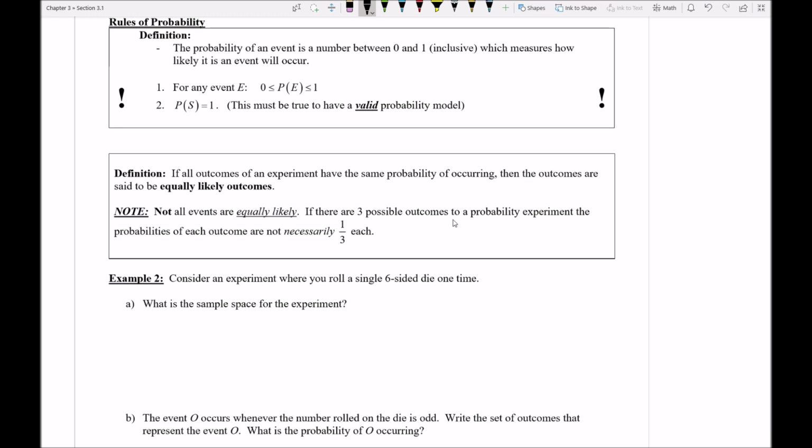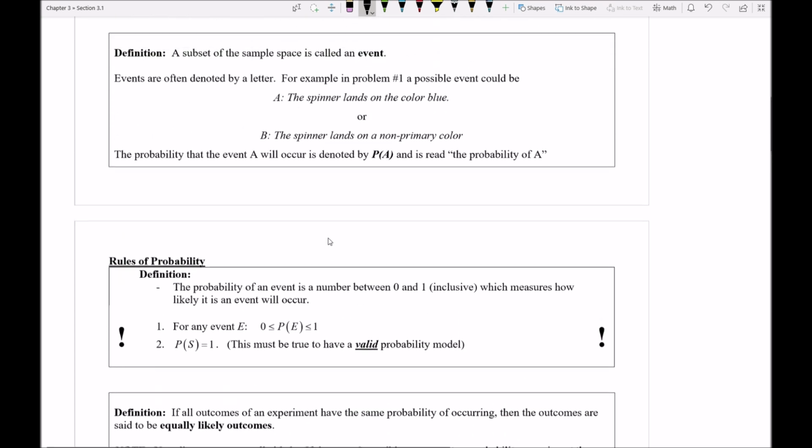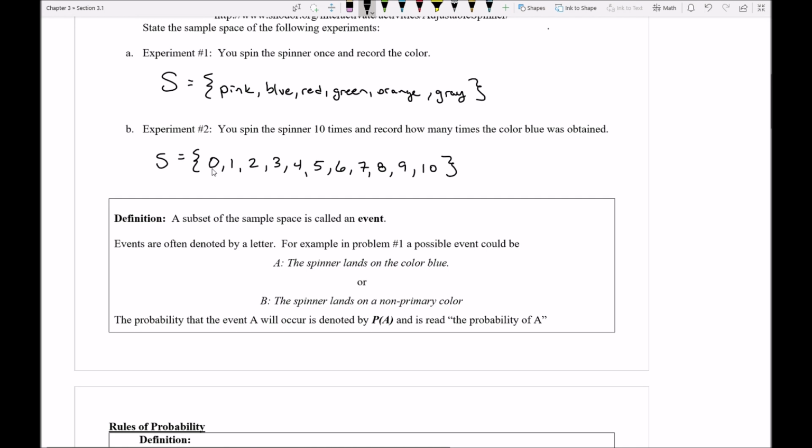If there are 3 possible outcomes to a probability experiment, the probabilities of them are not necessarily each 1/3. That's a really tempting thing to see. It's one thing to see here that, oh, it looks like we have 1, 2, 3, 4, 5, 6, 7, 8, 9, 10, 11 numbers here. So does each one of those have the same chance of occurring? No, they definitely do not. We'll see more about why that's the case down here in some later sections.